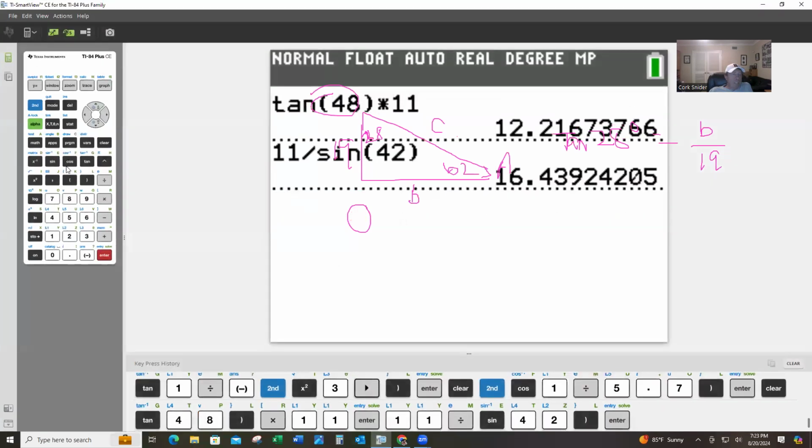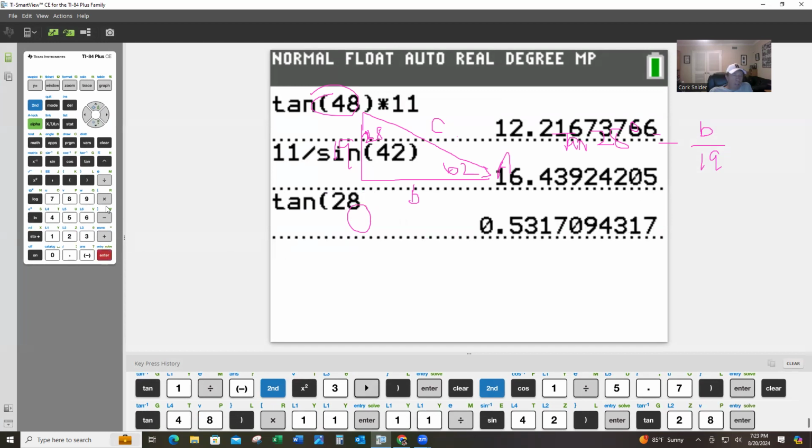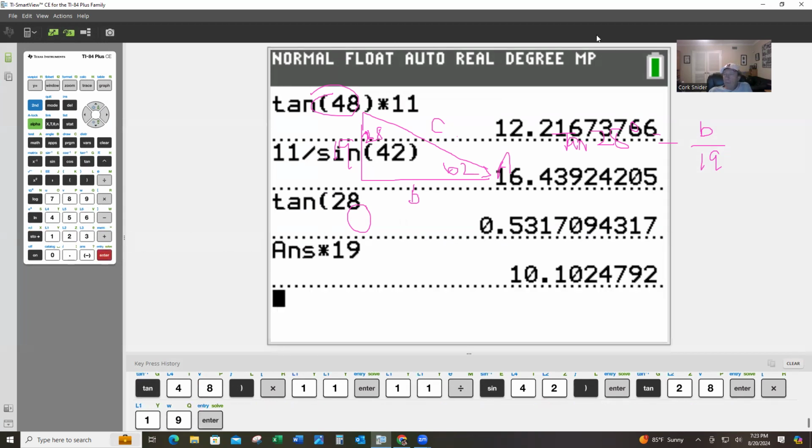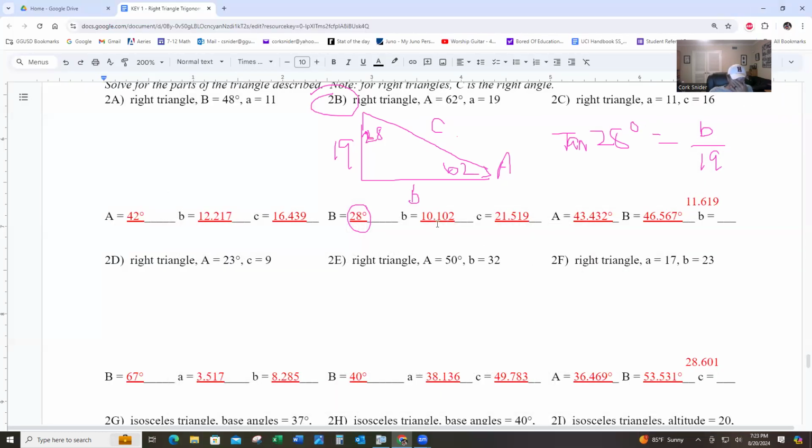All right. The tangent of 28, enter, times 19. I get about 10.1. Okay. As you can see right there, 10.1 for B.